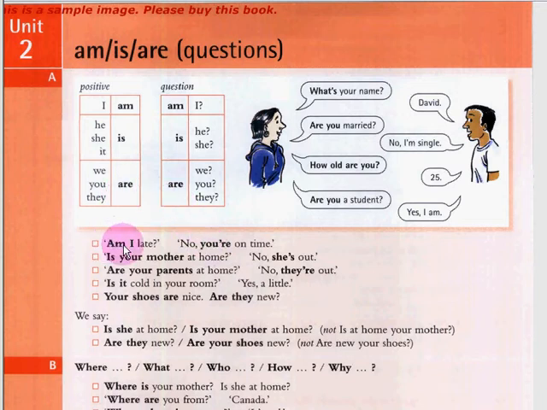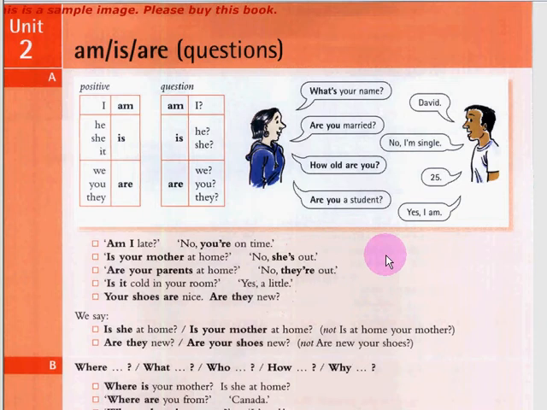You have, am I late? The answer, of course, is no, you're on time. Is your mother at home? To answer it, you say no, she is out, or no, she's out. Are your parents at home? No, they're out. Is it cold in your room? Yes, a little. Your shoes are nice. Are they new?